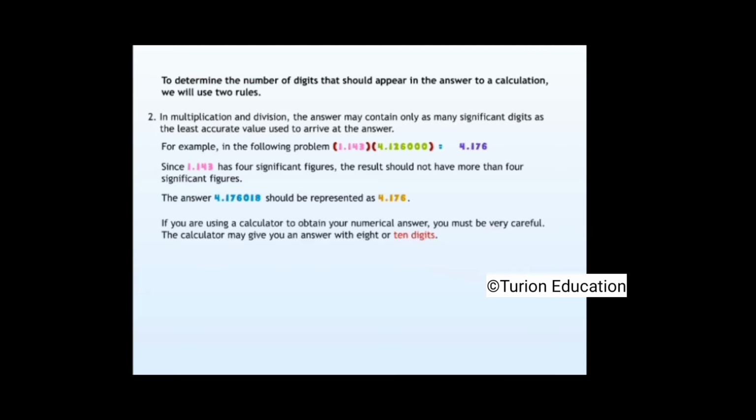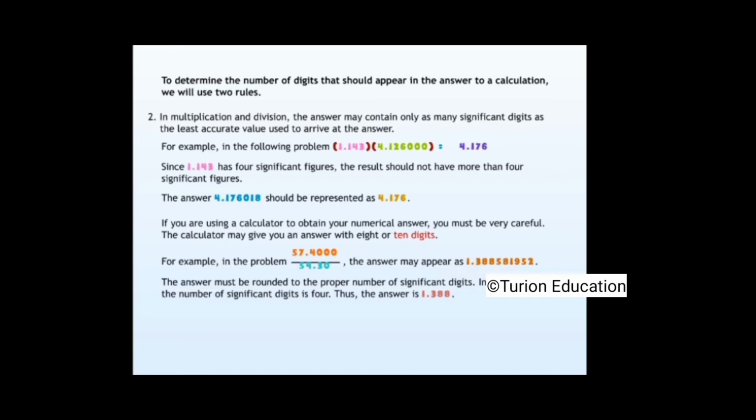If you are using a calculator to obtain your numerical answer, you must be very careful. The calculator may give you an answer with 8 or 10 digits. For example, in the problem 57.4000 by 54.30, the answer may appear as 1.388581952. The answer must be rounded to the proper number of significant digits.